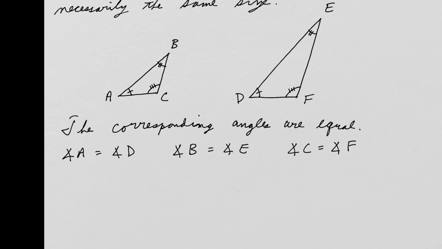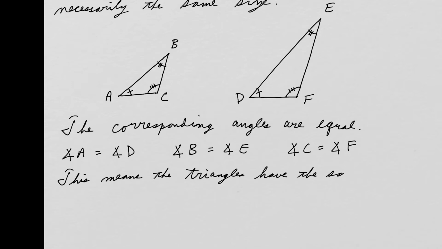What does that mean? Well, if the corresponding angles are equal, that means the triangles have the same shape. Okay, so this means the triangles have the same shape. In other words, they're similar.